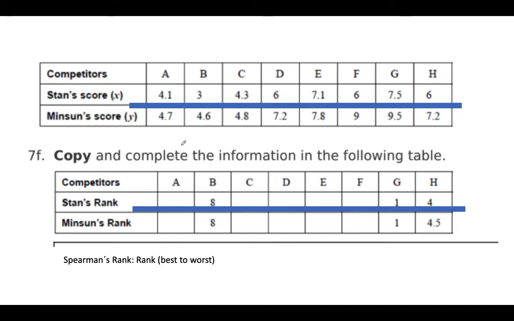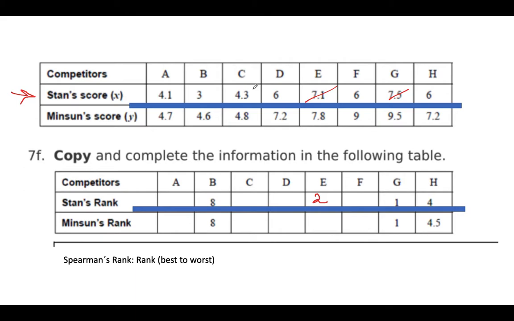We're going to look for the best score on the x-axis, or for Stan's score. Stan's overall best score was 7.5, so we're going to number that 1. Stan's next best score is going to be 7.1, so we number that number 2.